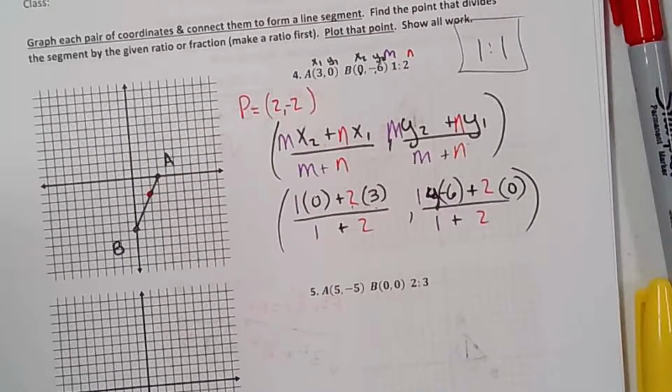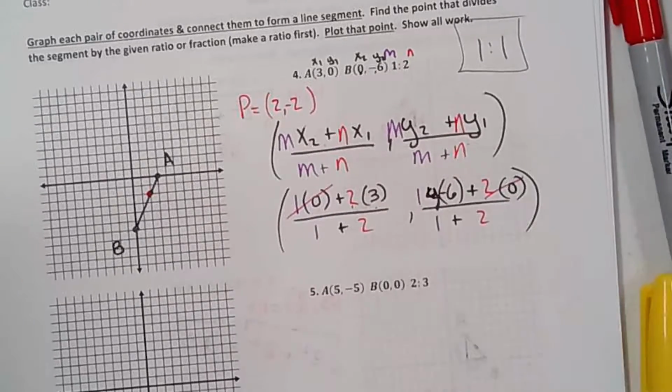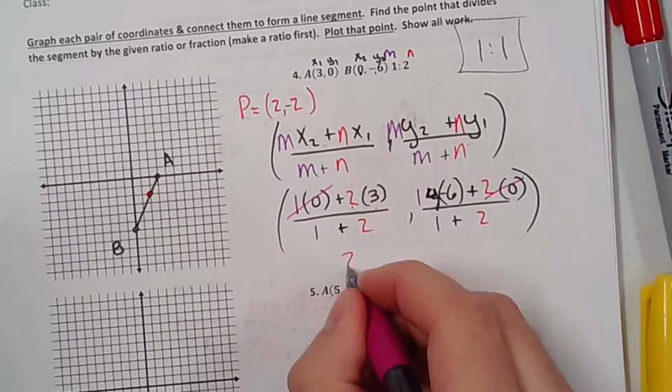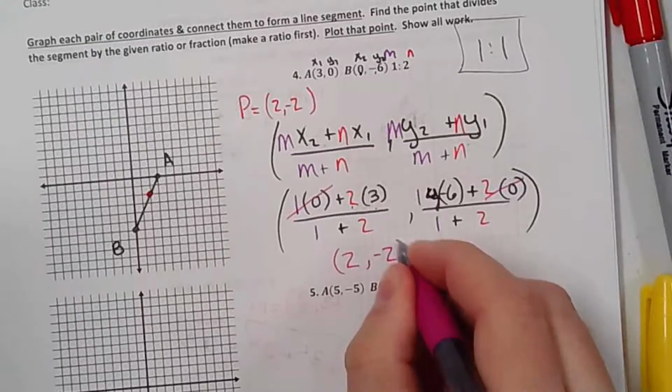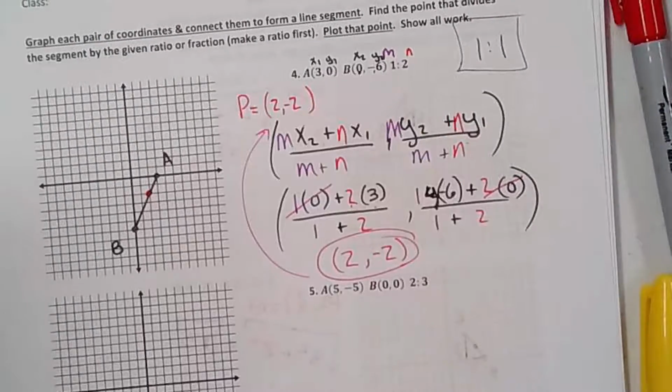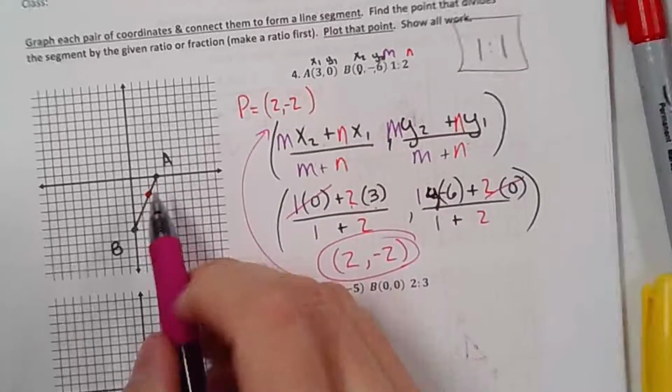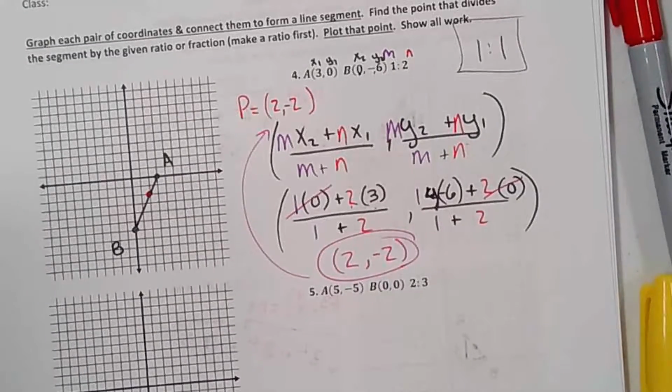And what's nice about this problem, if you notice, is that 1 times 0 goes away and 2 times 0 goes away. Right? So we get 6 divided by 3, which is 2. And then we get -6 divided by 3, which is -2. And that's what we said we'd find, right? So that is going to be our point. How do you feel? Okay.